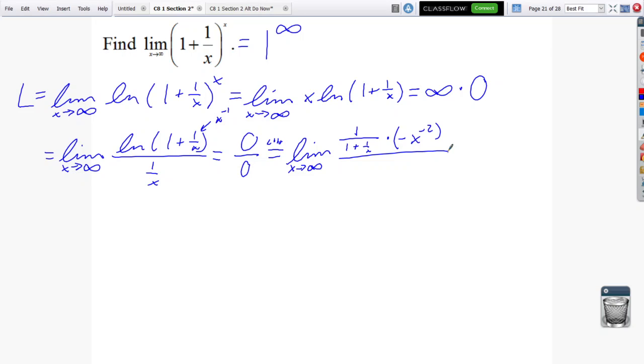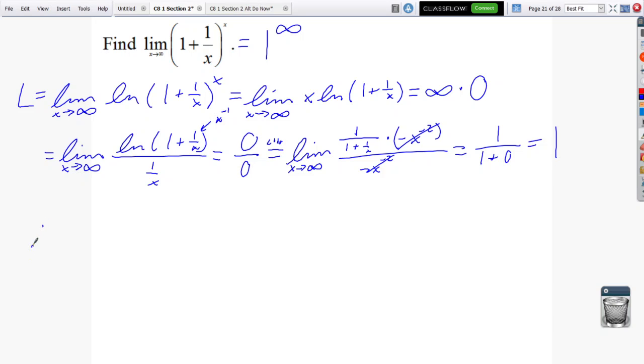Hey, we just talked about what the derivative of 1 over x is. Let's just cheat and copy it down. Cancel, cancel. And now we're talking about the limit as x approaches infinity, so it's going to be 1 over 1 plus 0, which is equal to 1. Now the key here: the limit is not equal to 1. The L is equal to 1. That's the limit of the natural log of the function.